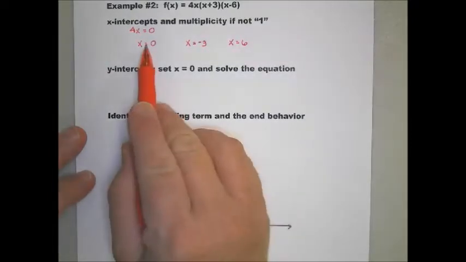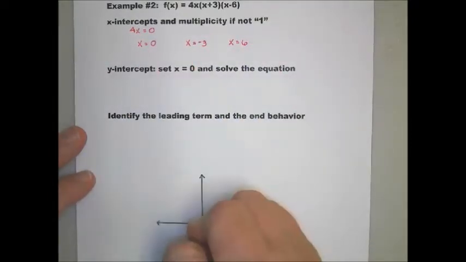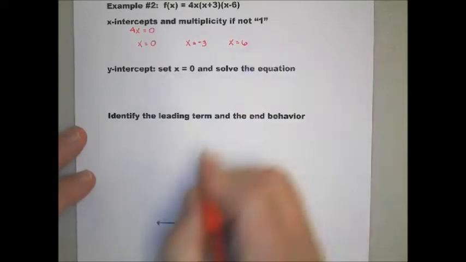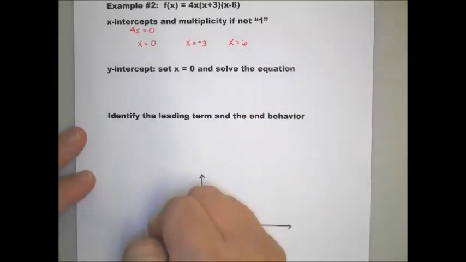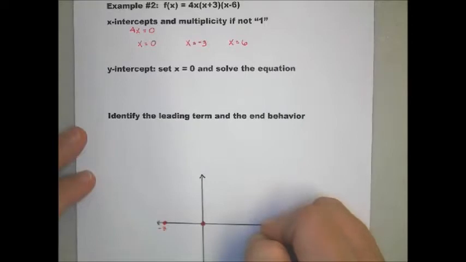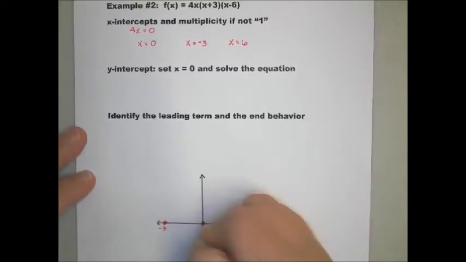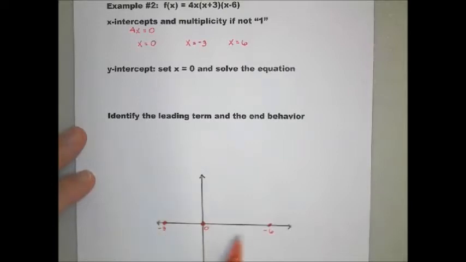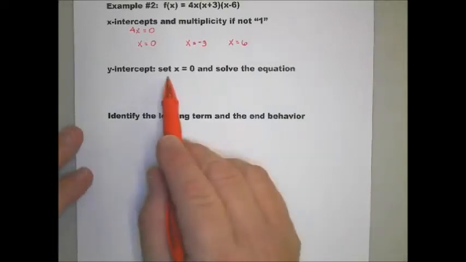We might as well graph them right now. X equals 0 would be right there. X equals negative 3, let's call negative 3 right there. And let's call positive 6 something about like right there. So here's 0. There's negative 3. And there's positive 6. Now let's find the y-intercept.